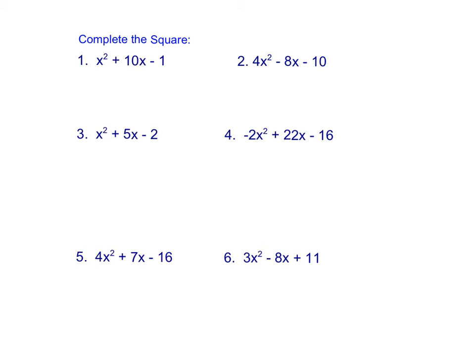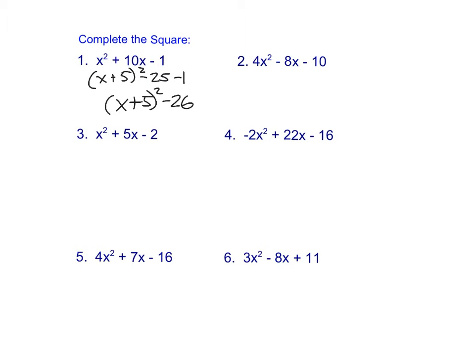All right, so pause the video and do these practice completing the square problems. All right, so first one, x plus half of 10 is 5, so it's 5 squared. And then I add that extra 25, so then I subtract it, combine it with negative 1. X plus 5 squared minus 26.